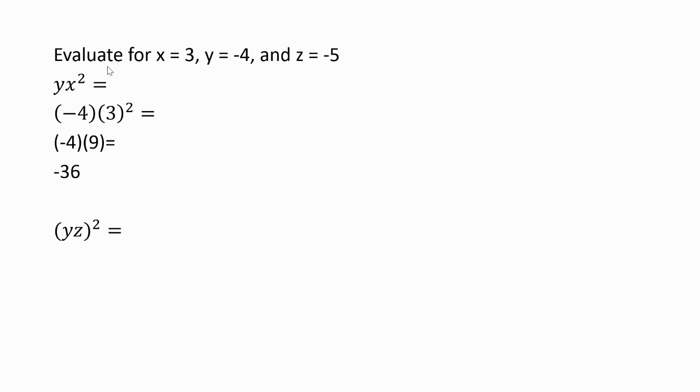Same thing, substitute in for the y, substitute in for the z. They're inside those parentheses, so I'll multiply those together first inside the parentheses, then I'll square it. I get 400.